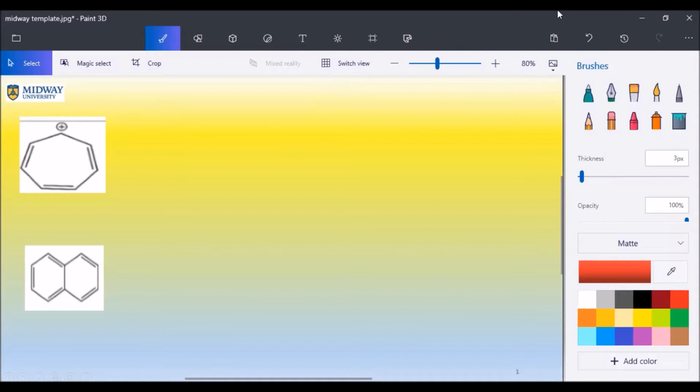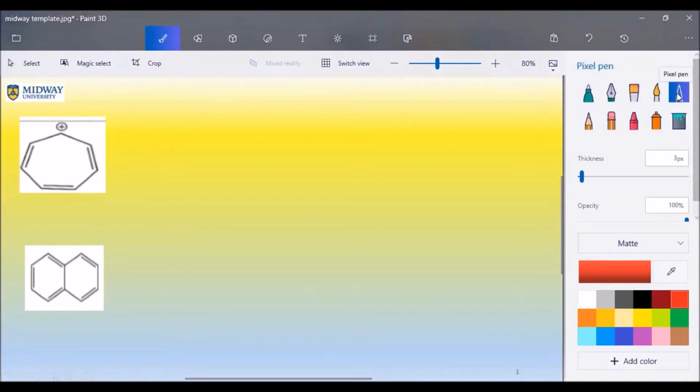Now, this compound, as it is, contains 6 electrons, right? Because I said the positive charge itself has no effect on the number of electrons because it essentially is equal to 0 electrons. So we now have 6 electrons, right? And that satisfies Huckel's rule. But does it satisfy the alternate double and single bond?